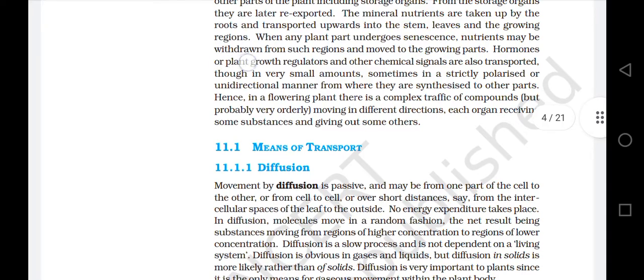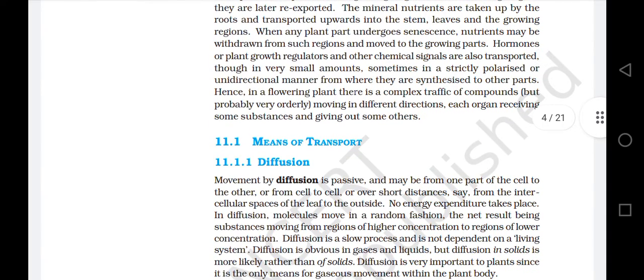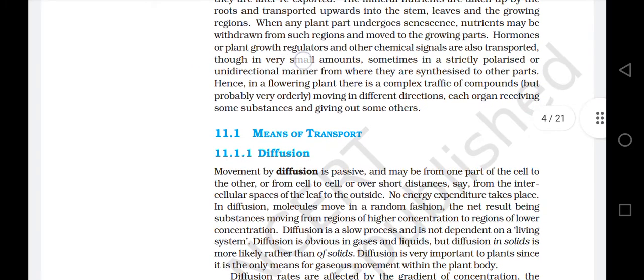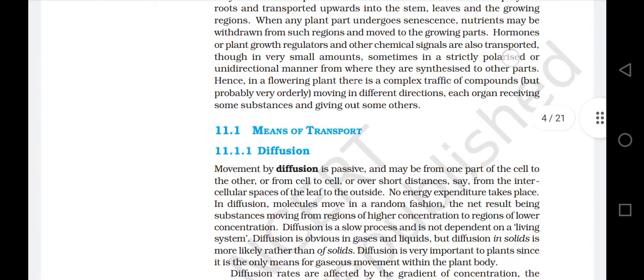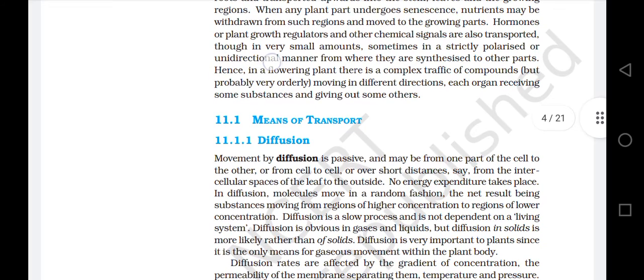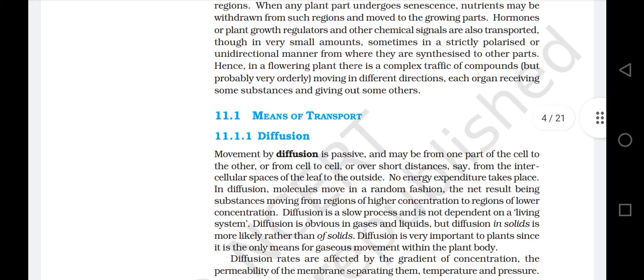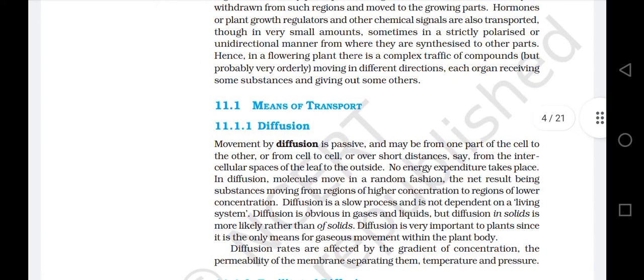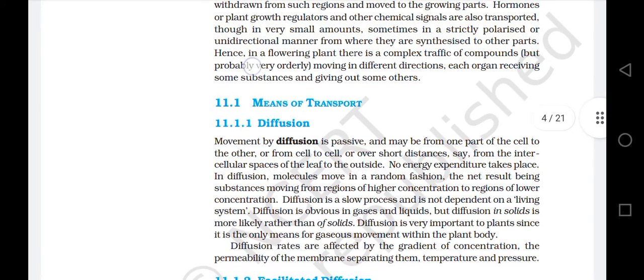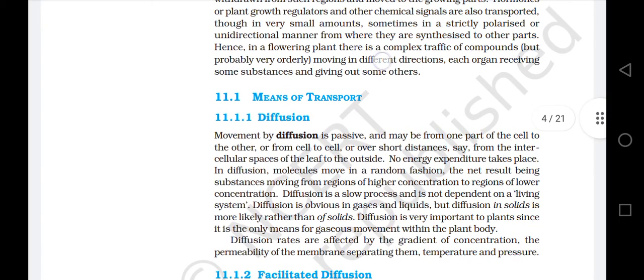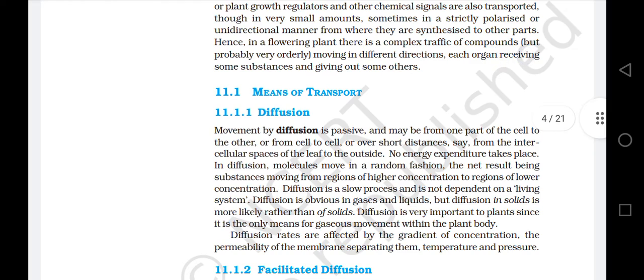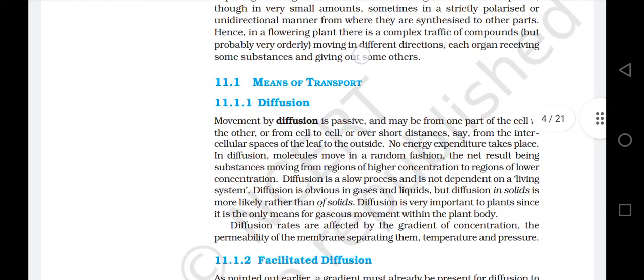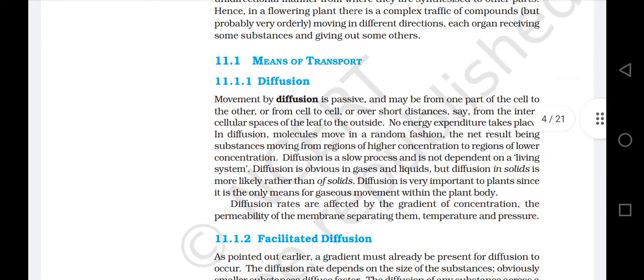Hormones or plant growth regulators and other chemical signals are also transported, though in very small amounts, sometimes in a strictly polarized or unidirectional manner from where they are synthesized to other parts. Hence, in a flowering plant, there is a complex traffic of compounds, but probably very orderly, moving in different directions, each organ receiving some substances and giving out some others. 11.1 Means of transport.